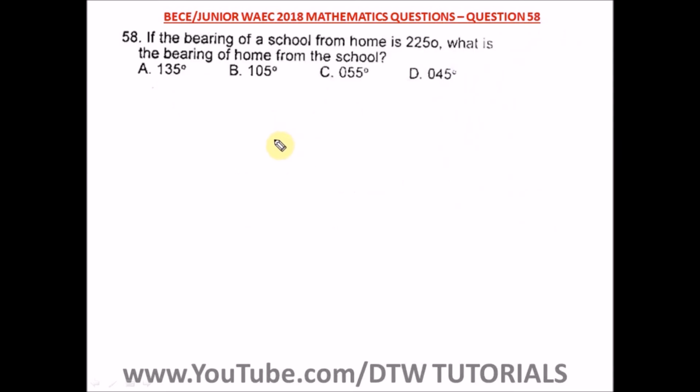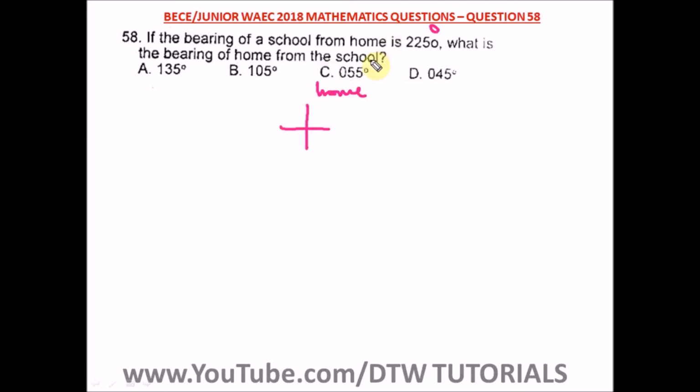Question 58 of the BECE Junior WAEC 2018 Mathematics Past Question, that's your OBJ question 58. It says, if the bearing of a school from home is 225 degrees, what is the bearing of home from the school? If the bearing of a school from home is 225 from home, this is the home, H is home.